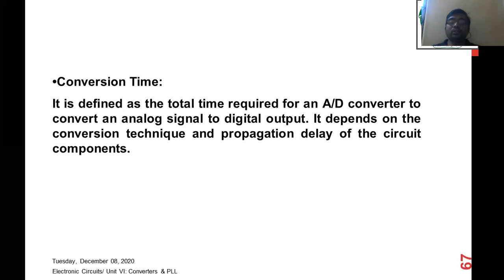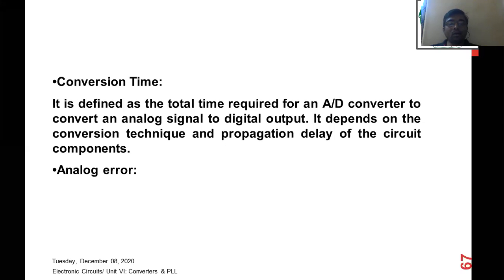Third one is conversion time. It is defined as the total time required for an A to D converter to convert the analog signal to the digital output, and it depends upon the conversion technique and propagation delay of the circuit components.